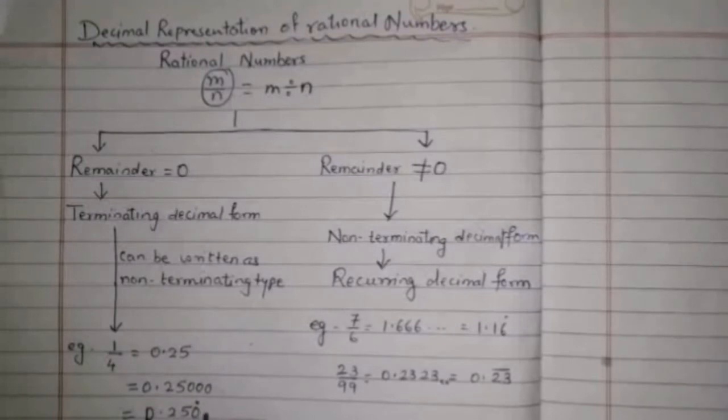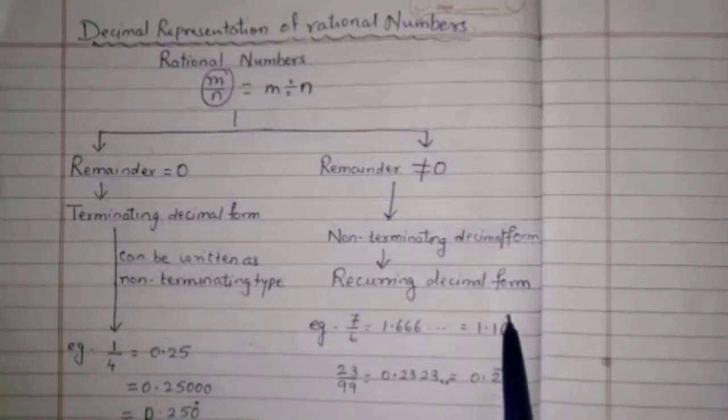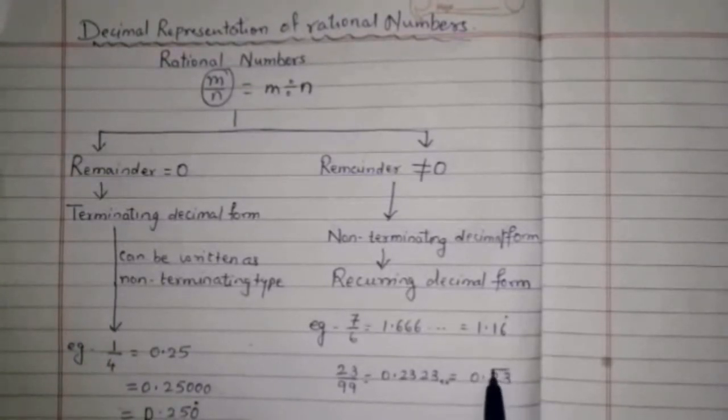Now one more thing you have to notice over here, that if only one digit is recurring, here 0, here 6, then we put only a dot over the recurring digit. But when more than one digit is recurring, then we have to put this symbol known as bar over the recurring digits.